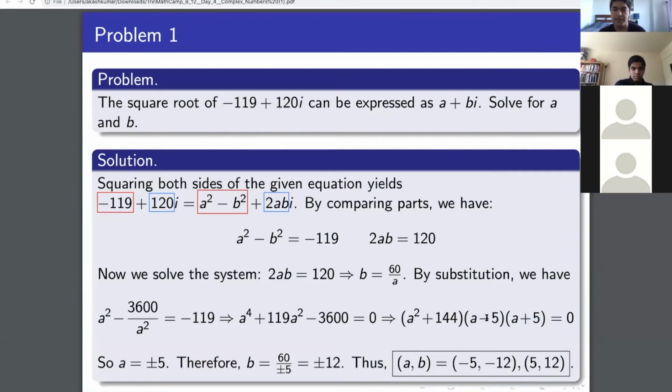So then what we have is that a is either 5 or negative 5. So a is plus or minus 5. And then if we look at how we define b, b is 60 over a. So 60 over plus or minus 5 is plus or minus 12. So we have two solutions: negative 5 and negative 12, and 5 and 12.